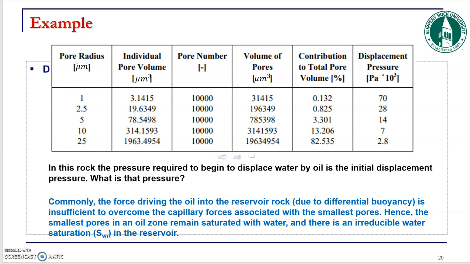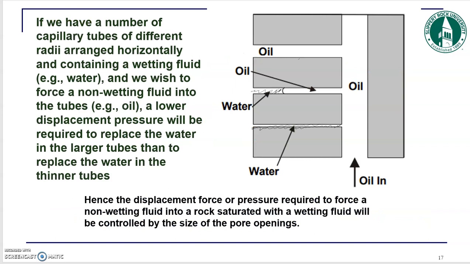Now the question is, what is the minimum? Let's assume that this core sample is initially 100% saturated with water. Okay, and your pores are all water wet. Now you want to inject oil into this core sample, and you want to displace all the water from this sample. Okay, kind of what you saw here. Initially let's assume these pores, 25 micrometer and so on and so forth, are filled with water, and then you inject oil. You want to displace the water out of these pores.